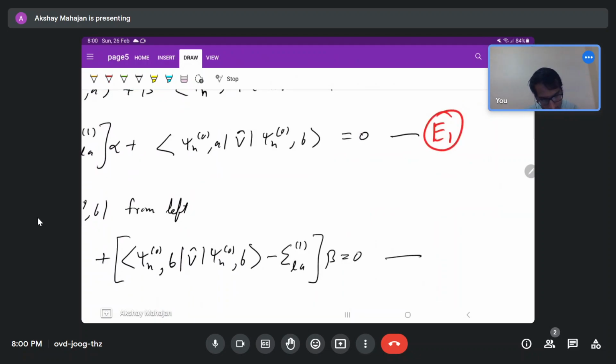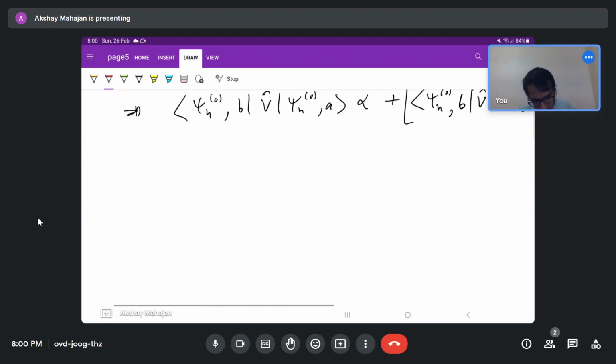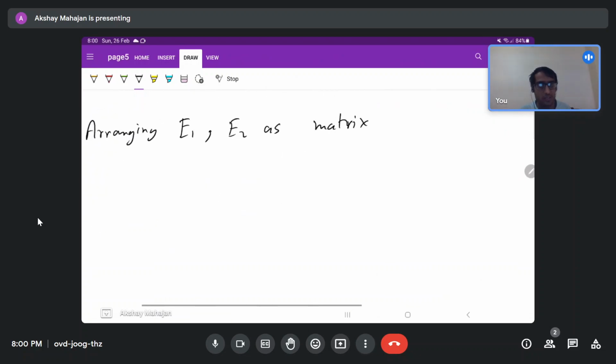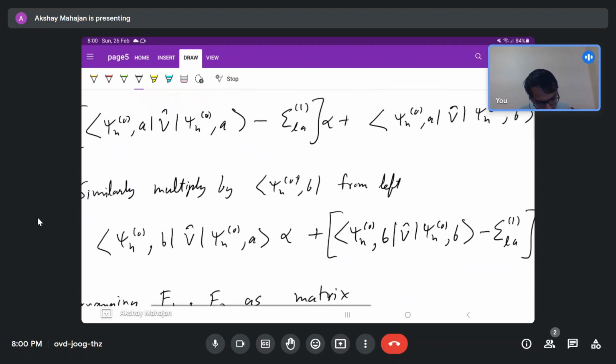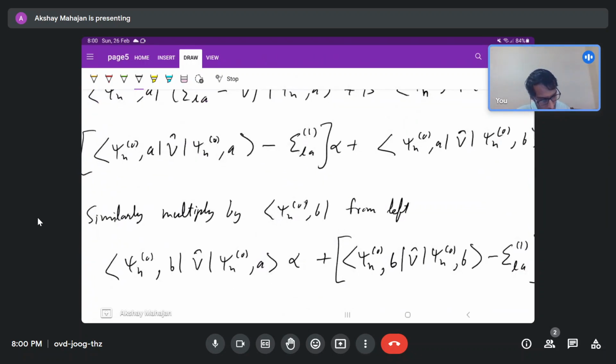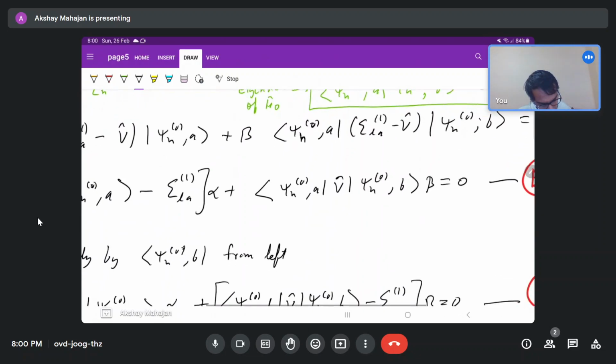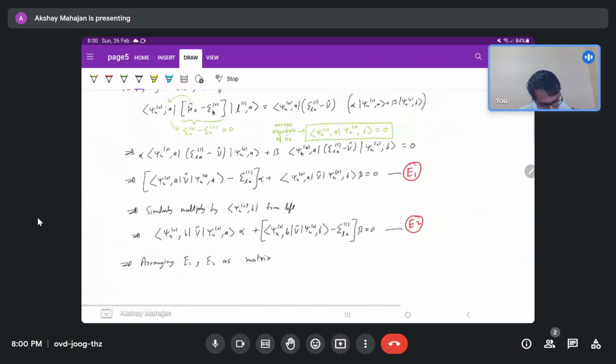So we have this E2 equation as well. Now we are again arranging E1, E2 as a matrix. So we have just derived the similar matrix. Instead of a 4-fold degeneracy, we did it for the 2-fold degeneracy, which is much easier to see. As you can see, we got the two equations in terms of alpha and beta. Okay, we have alpha and beta, and just using these two equations, let me just bring it here.